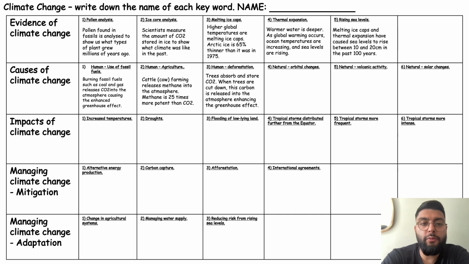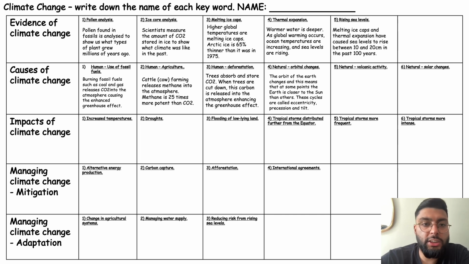Then moving on from our human causes, so the things that people do, onto the natural causes of climate change over the Quaternary period. One of the biggest causes of natural climate change is orbital changes, so changes in the Earth's orbit around the Sun. That orbit changes usually in cycles of around 10,000 years, and that means that at some points the Earth's orbit is slightly closer to the Sun than others.